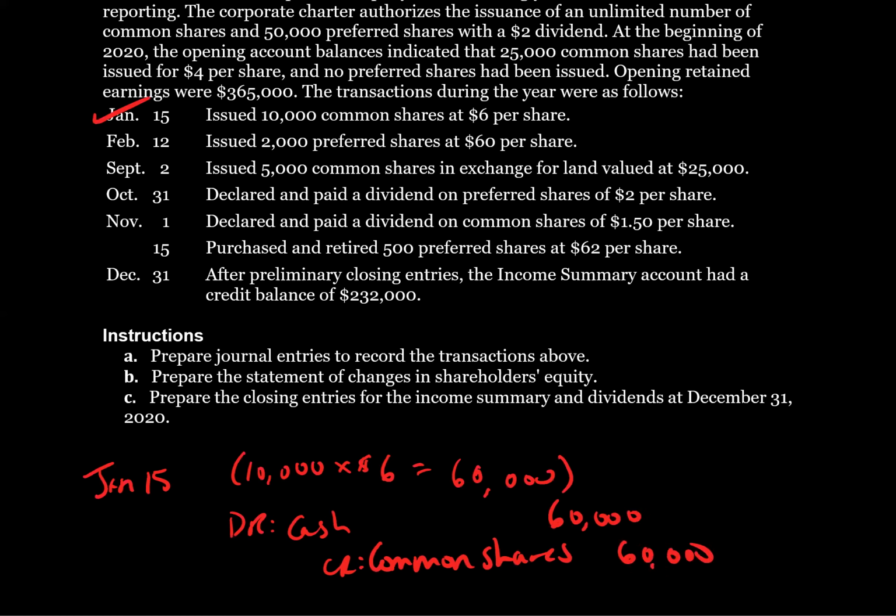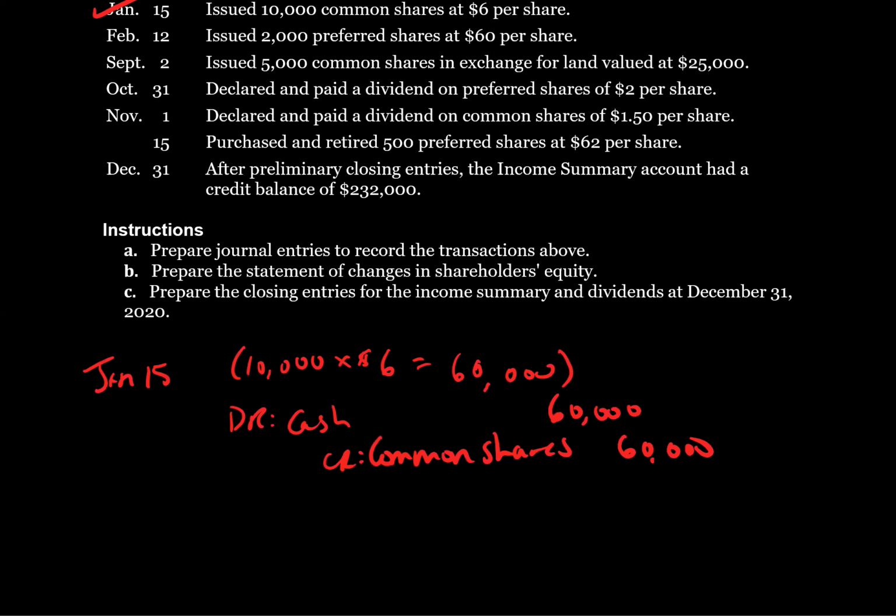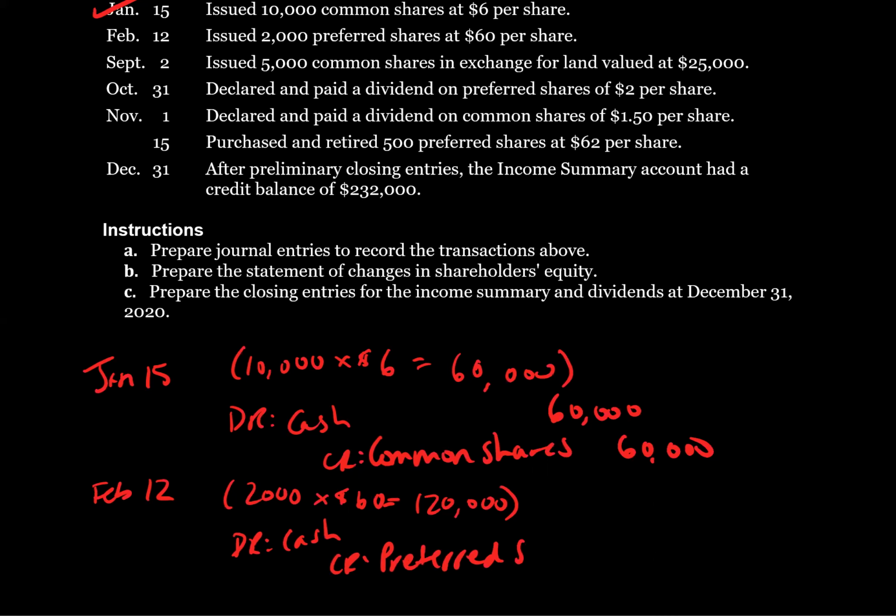That's this one. Then we're going to issue 2,000 preferred shares at $60 per share. So February 12th, we're going to issue 2,000 preferred shares times $60, which is going to give us 120,000. So we're going to have debit cash, credit preferred shares, 120,000 and 120,000.